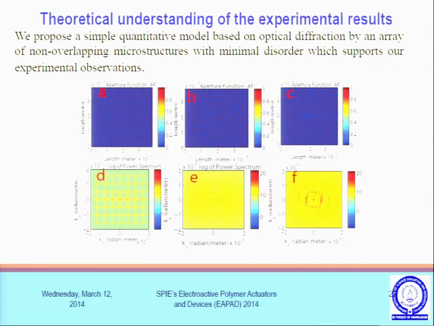We propose a simple qualitative model based on optical diffraction by an array of non-overlapping microstructures with minimum disorder, which supports our experimental observation. So A represents when there is no disorder. One can see that the FFT of this structure is not very close to our experimental finding. In the second picture, B, we start to insert some noise in shape or size, but not orientation of the microstructure. So we can see that we are very close to our experimental finding.